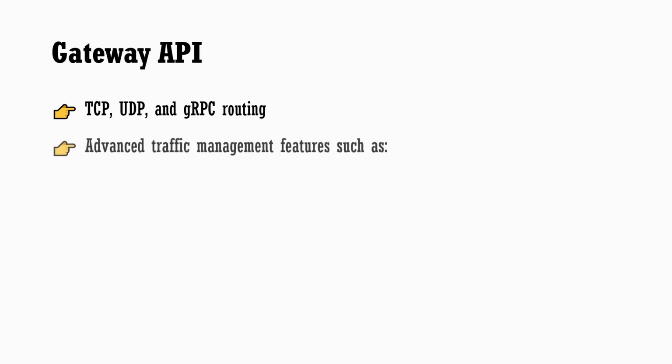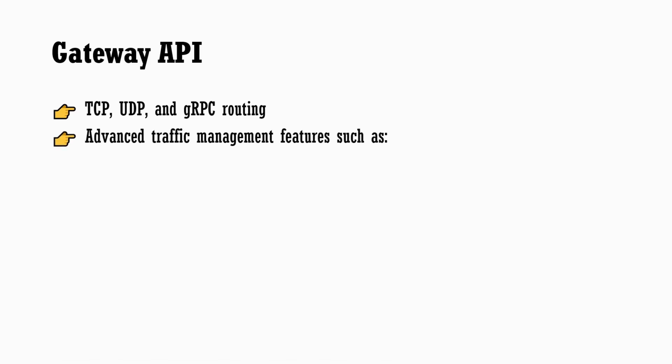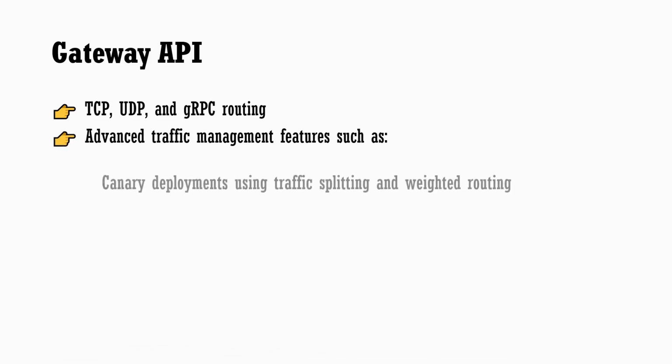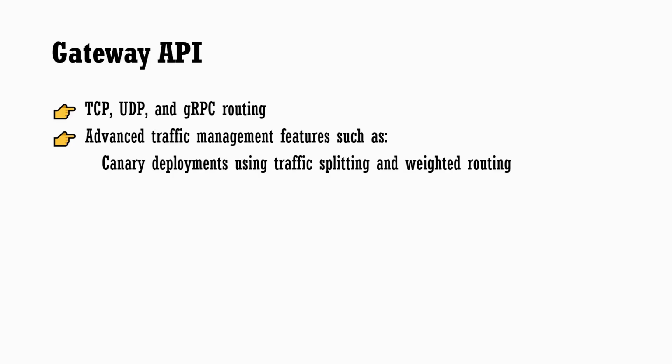This is exactly where Gateway API comes into the picture. Gateway API brings support for TCP, UDP, and gRPC routing, not just HTTP like traditional Ingress. It also supports advanced traffic management features such as canary deployment using traffic splitting and weighted routing, SSL redirect, path rewrites, and rate limiting.